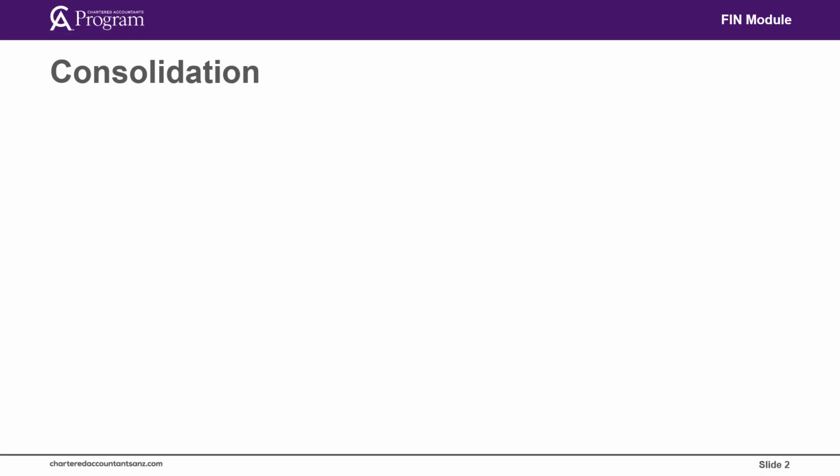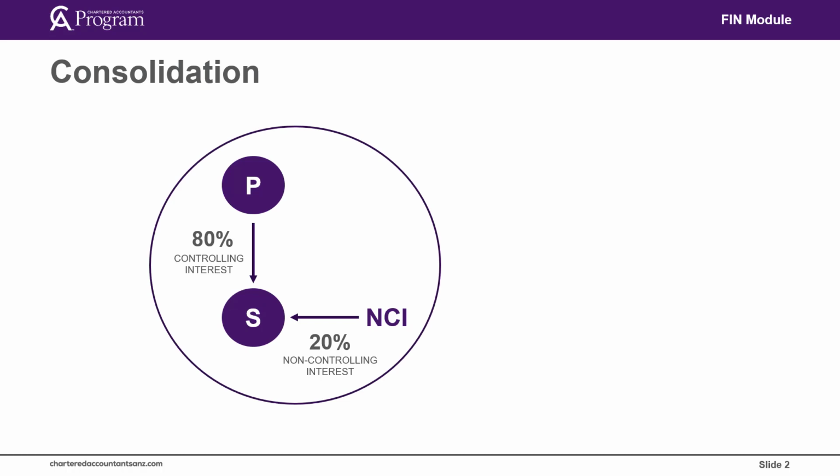So what is consolidation? To explain this concept, let's return to the parent and subsidiary business combination we saw in the previous unit. Remember, we have P, the parent, which has gained control by acquiring 80% of S, the subsidiary, which means there is a 20% non-controlling interest. Consolidation is the process of presenting the financial statements of all entities within a group, in this case P and S, as those of a single economic entity. In other words, we need to show 100% of the parent and the subsidiary in the consolidated financial statements, even if we only own part of the subsidiary like in this example.